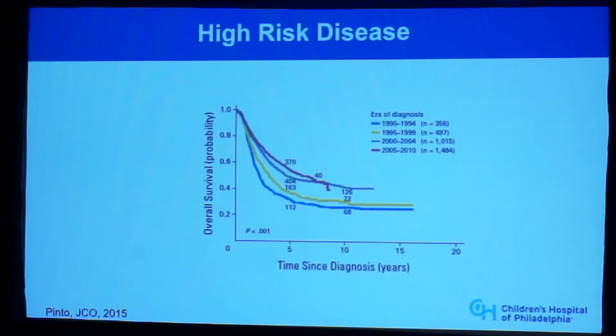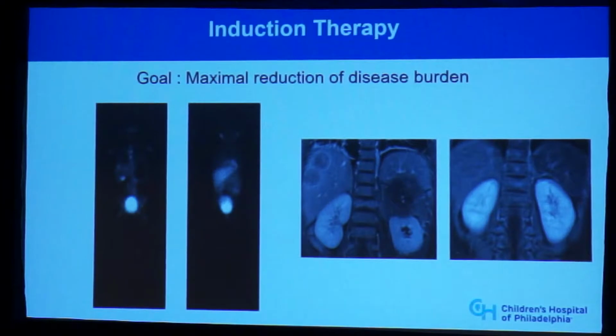about what we've been able to do in various cooperative groups around the world. I'm showing the Children's Oncology Group as an example. This is from a review paper by Naveen Pinto and his colleagues, looking at the improvements successively over generations of studies in the event-free survival for this high-risk group. So how have we done that?